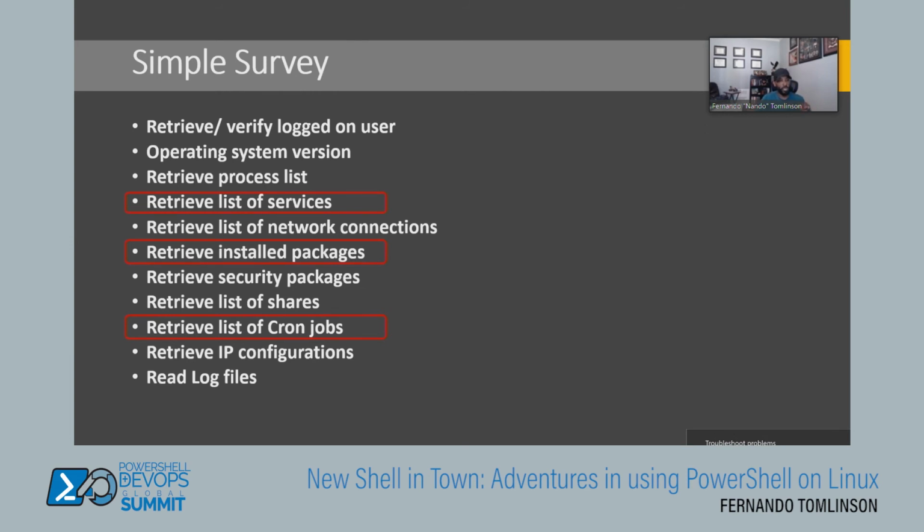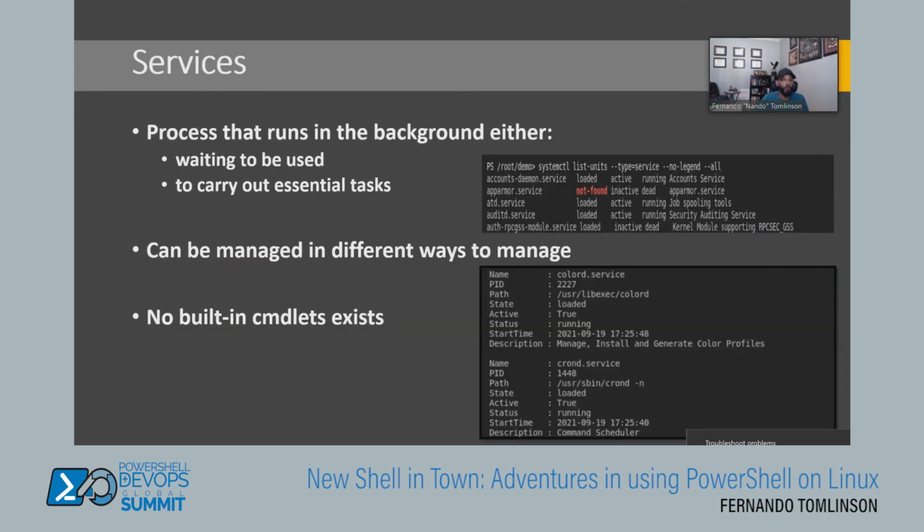Three things that really stuck out to me that I wanted to achieve from a Linux perspective were being able to retrieve a list of services, installed packages, which we can think of as software, and cron jobs, which we can think of as essentially scheduled tasks. In the image in the top right, I have some Linux text that would allow me to do that. I call upon systemctl, list-units, specify a type, no-legend, all that stuff, and I get this flat text that's returned to the screen.